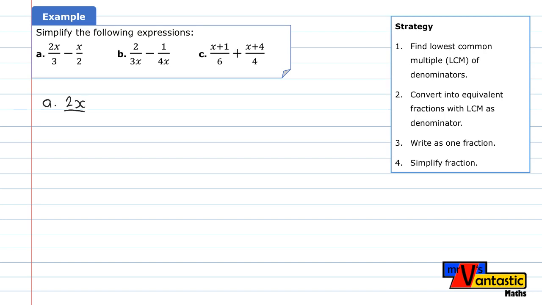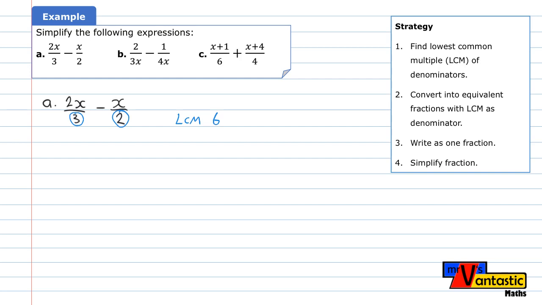The first one is 2x over 3 minus x over 2. Okay, we don't have any variables in the denominator, they're just in the numerator. Now we're looking for the lowest common multiple of the two denominators, 3 and 2. The lowest common multiple of 3 and 2 is 6. So we want to change both these fractions into a fraction over 6.